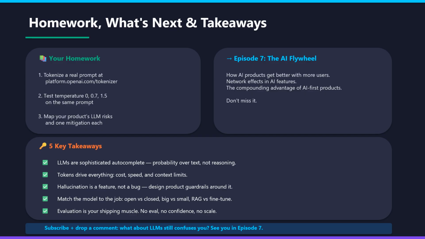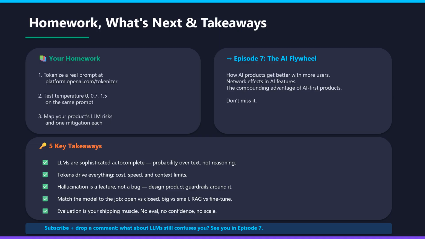All right, let's close strong. Three sections on the final slide. First, your homework. Three things to do before episode 7. One is use the OpenAI tokenizer. Go to platform.openai.com/tokenizer. Paste a real prompt from your product. Count the tokens. Calculate what 10,000 daily users would cost at GPT-4 pricing.